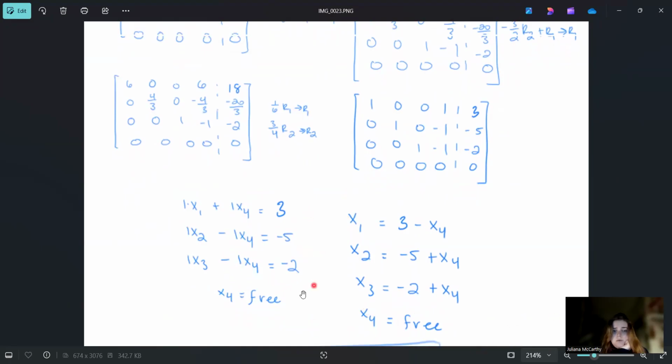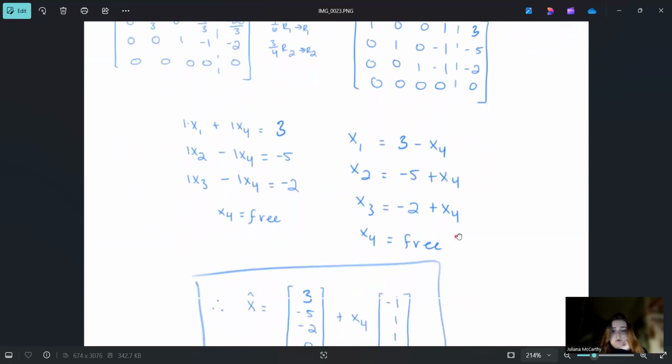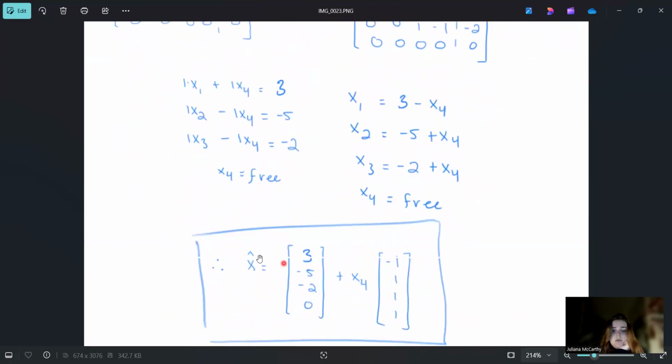Basically we just bring the x4s, either added in these two cases or subtracted in this case, over to the right side. So we have x1 equals 3 minus x4, x2 equals -5 plus x4, x3 equals -2 plus x4, and x4 being free. Putting that into its right form, we have our approximation. We've solved for x hat. x hat equals our particular solution, which is 3, -5, -2, 0, because x4 is free, and then our general solution containing x4 is x4 times -1, 1, 1, and 1.